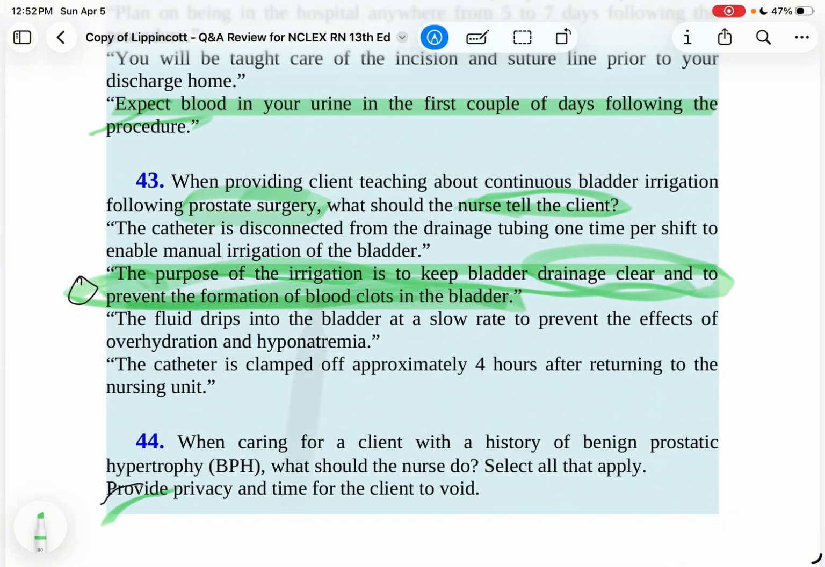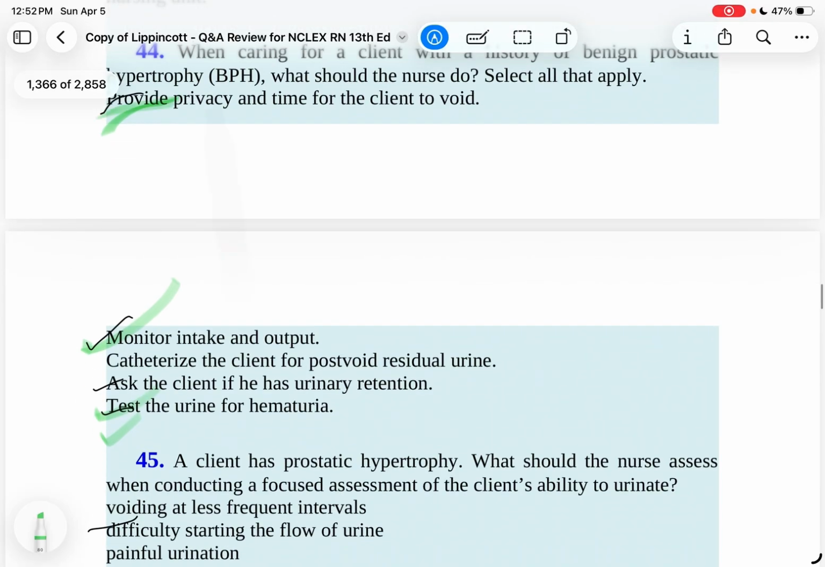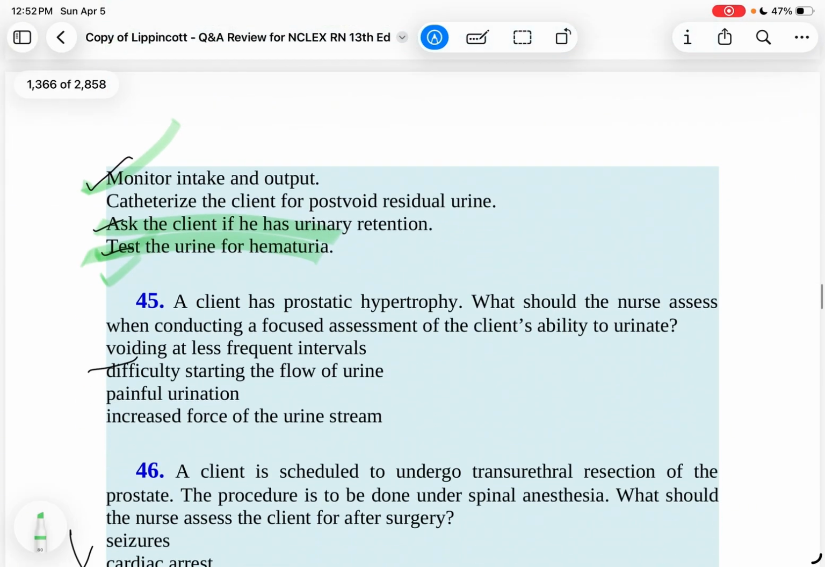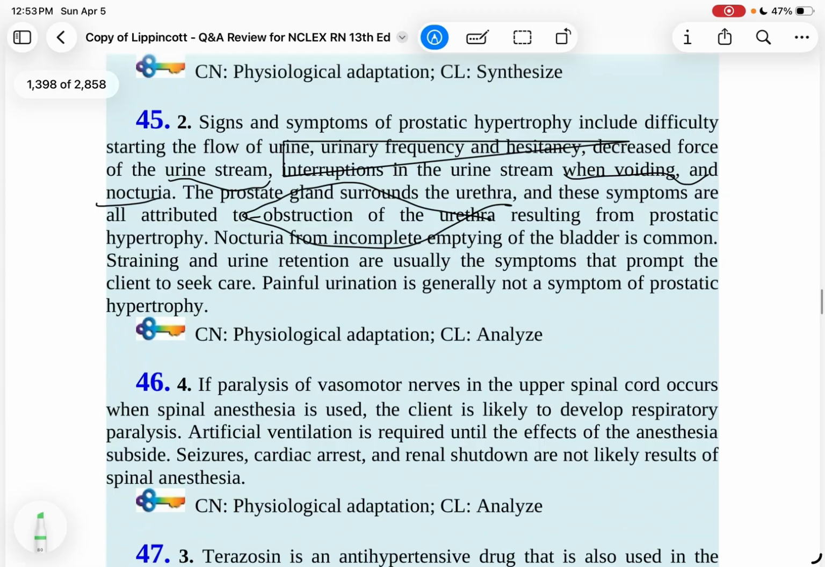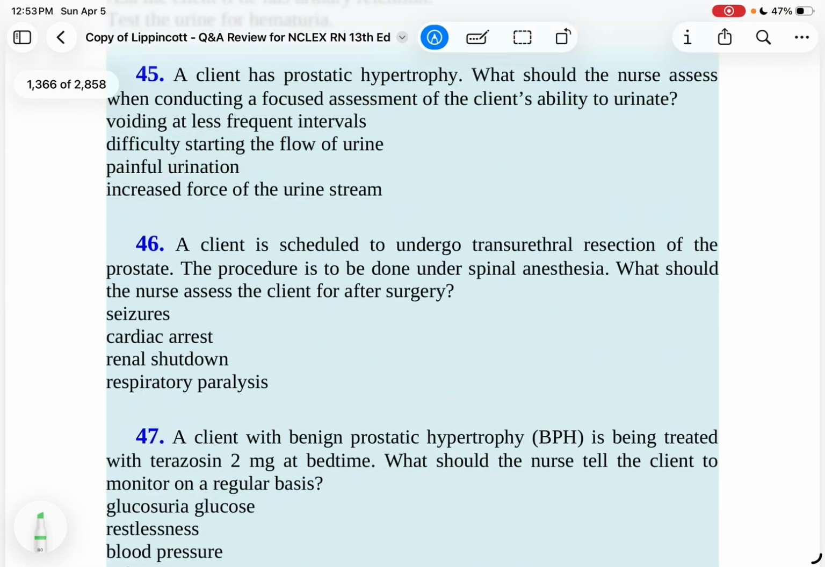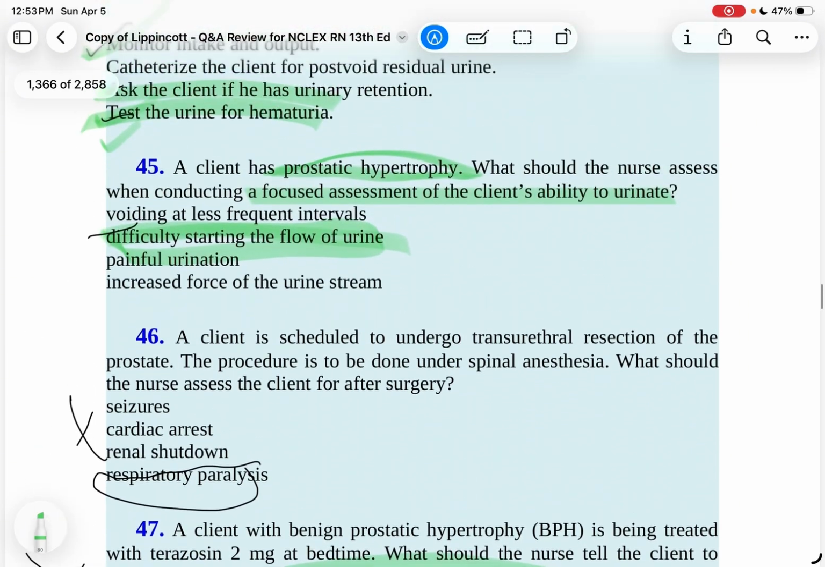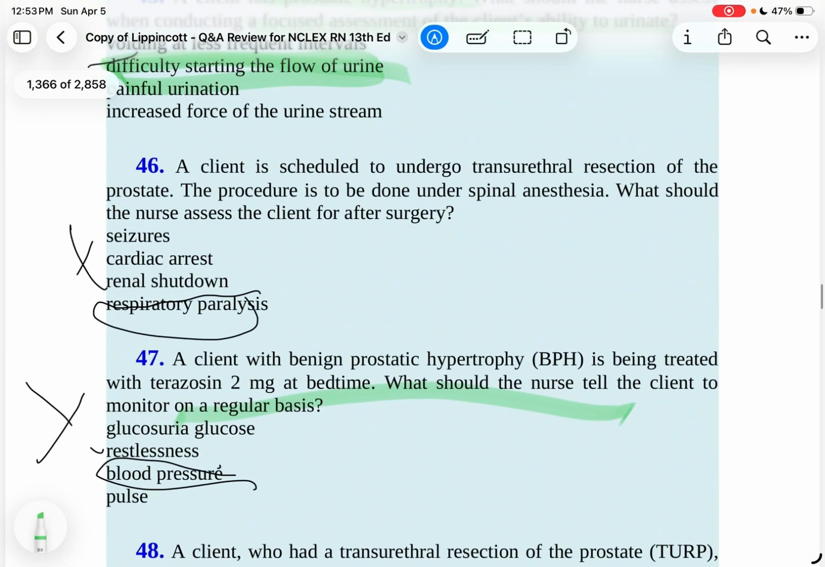in the bladder. When caring for a patient with a history of BPH, what should the nurse do? Provide privacy, monitor intake and output, ask the client if he has urinary retention. The client has prostatic hypertrophy. What should the nurse assess when conducting a focused assessment of a client's ability to urinate? Difficulty starting the flow of urine. Signs and symptoms include difficulty starting the flow of urine. If you have BPH it is hard to urinate because the enlarged prostate squeezes the urethra.